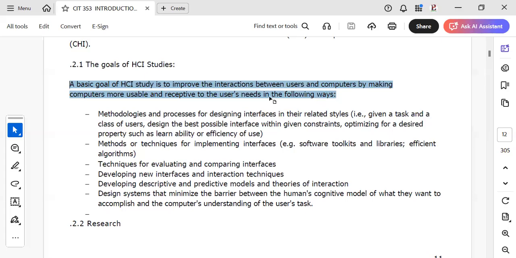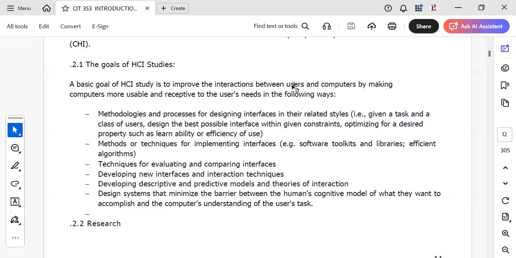Like this whole statement now, the main thing you need to pick, you don't need to cram everything here for exam. You only need to know that the basic goal of HCI is to improve the interaction between users and computers. You have done justice to that. Improvement of interaction between users and computers. So you don't need to say in the exam, when you are asked, a basic goal of HCI study is to improve the interaction between users and computer.